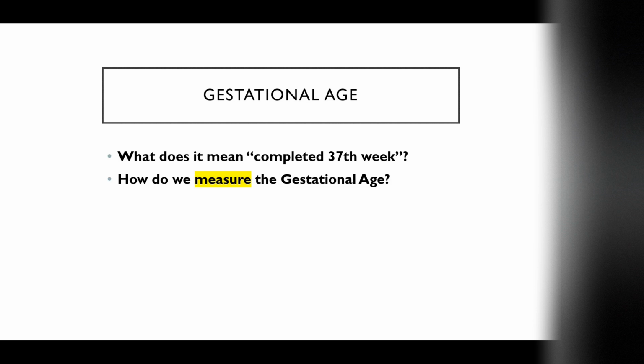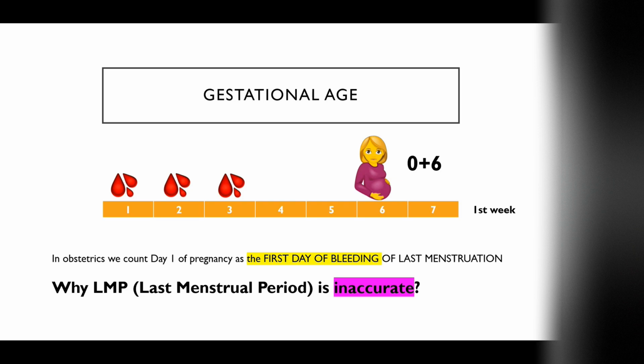Okay, that's good. But I know it can also be measured by sizes in ultrasound, no? Yes. So let's go first by step. That was correct. I don't know who said it, but yeah, that's correct. So basically, in obstetrics, we count day 1 of pregnancy as the first day of bleeding. It doesn't matter how many days you bleed because it varies. We count the first one.